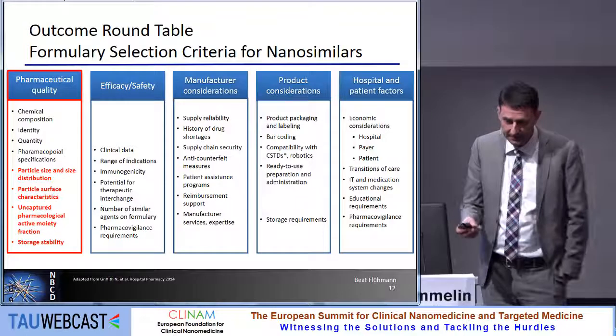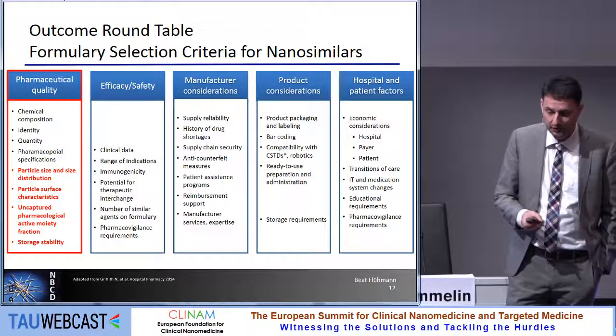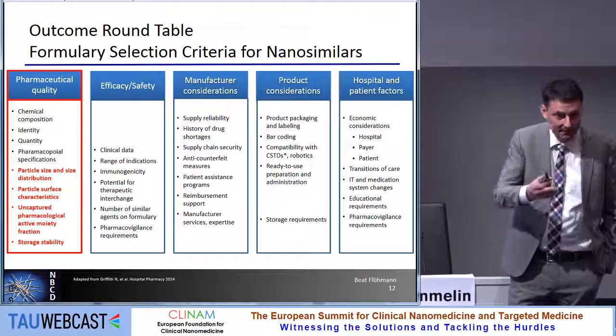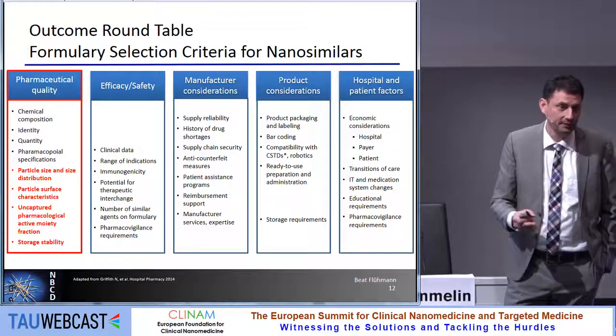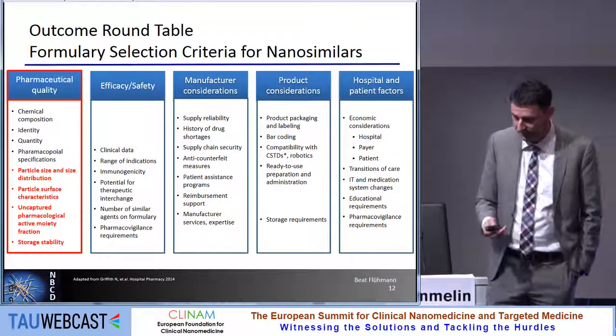characteristics: particle size, size distribution, particle surface characteristics, uncaptured pharmacologically active moiety fraction, the labile iron, as we had in the discussion before, and storage stability. These parameters must be measured along the time axis.